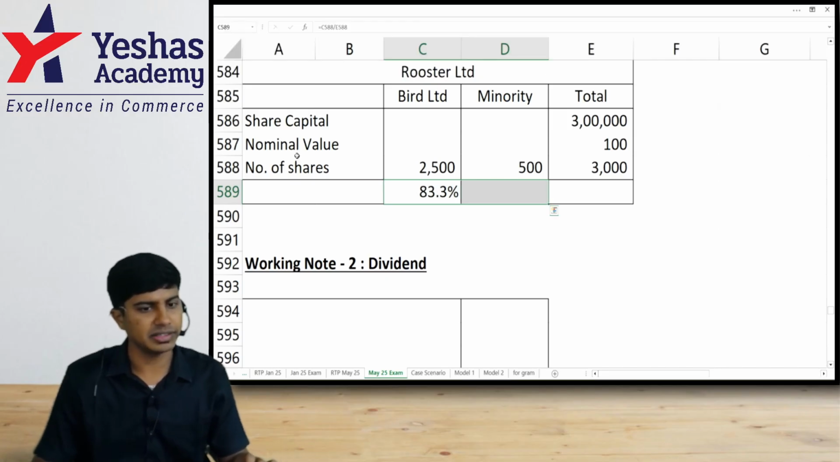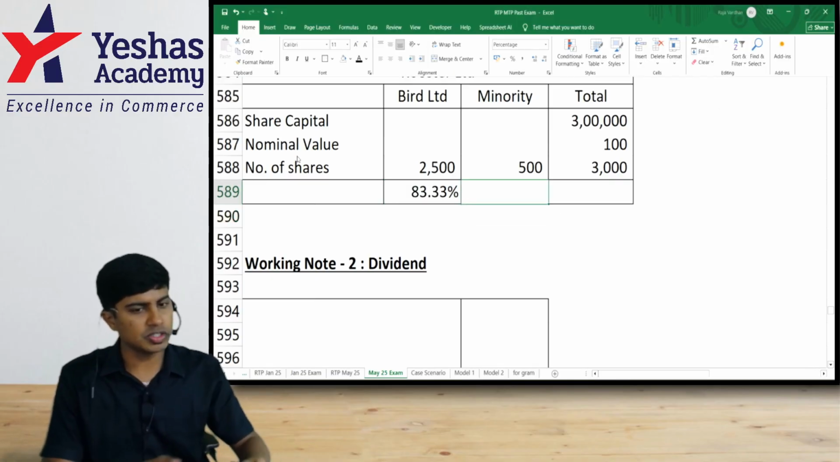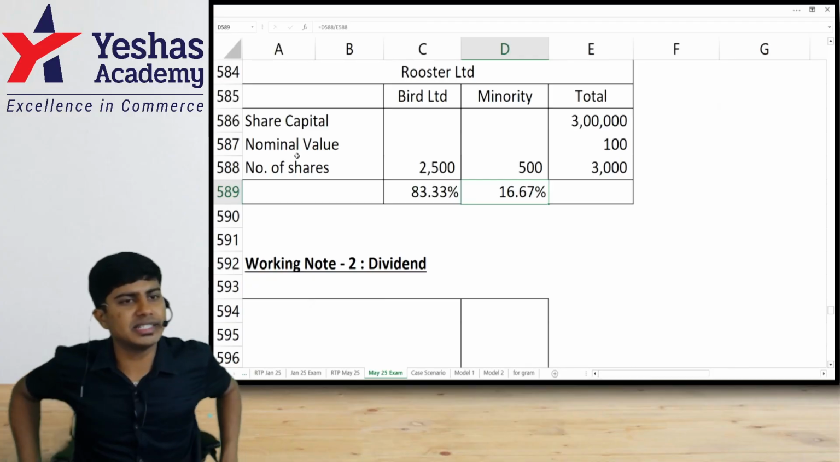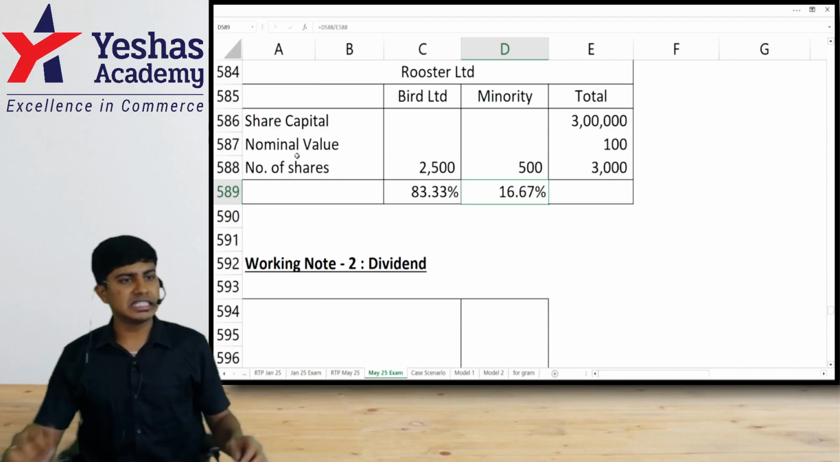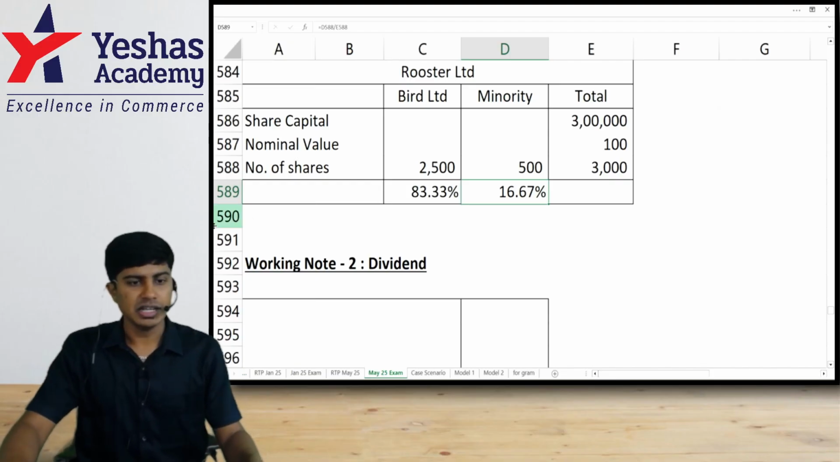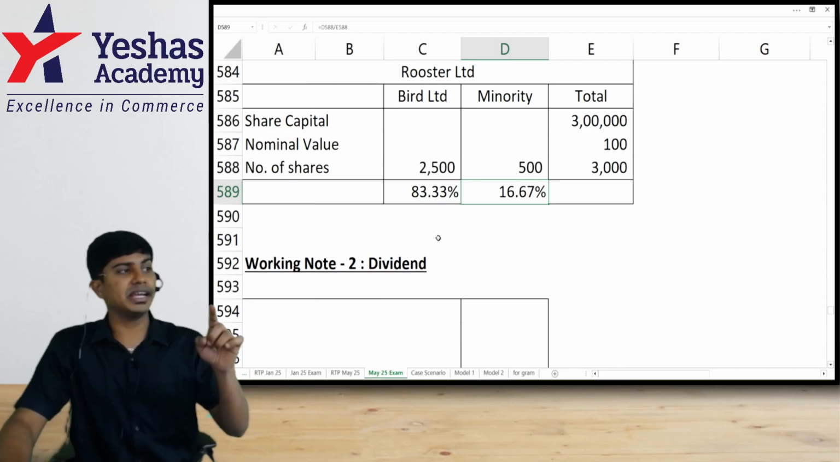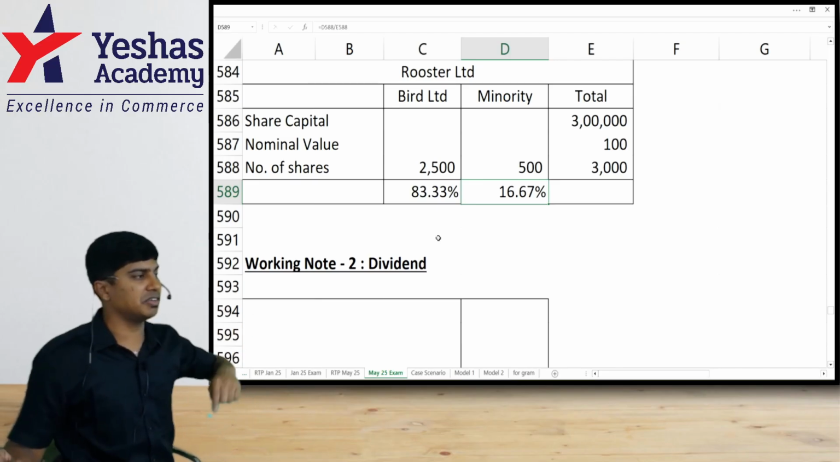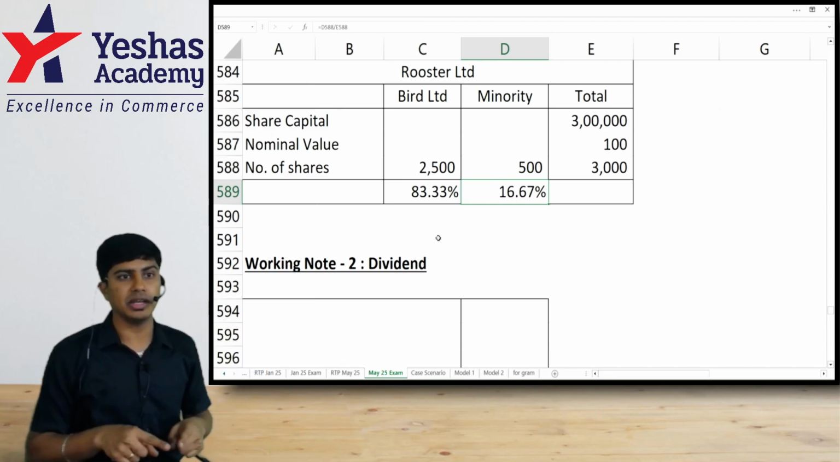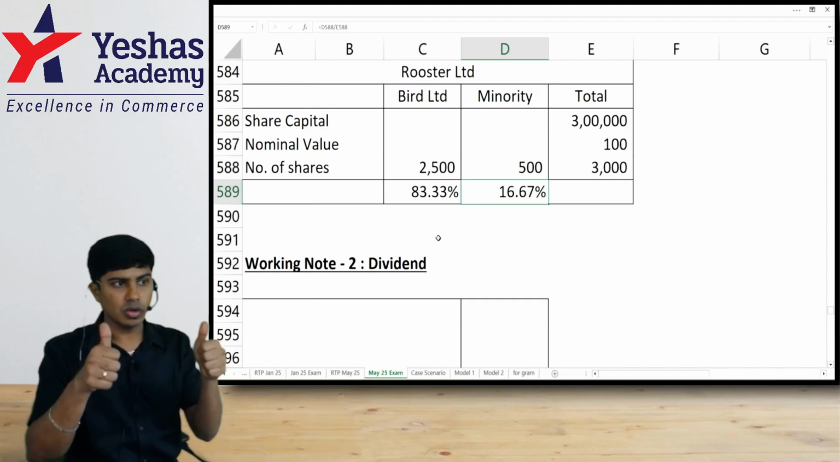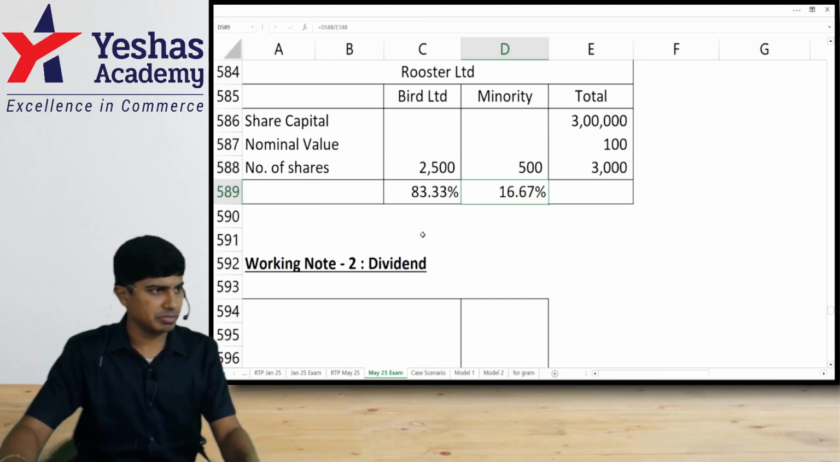Let me make it like this, 2 digits. Now minority holds how much percentage? 16.67 percentage. How much percentage of shares do minority hold? 16.67%. This will help us in determining the profit of the subsidiary which actually belongs to minority, to be deducted in our consolidated P&L. We'll come back to this adjustment later.